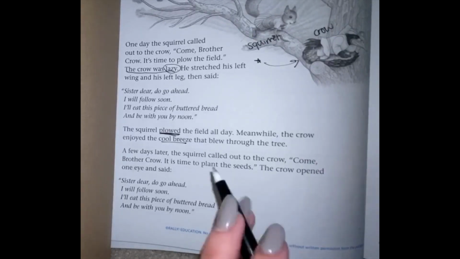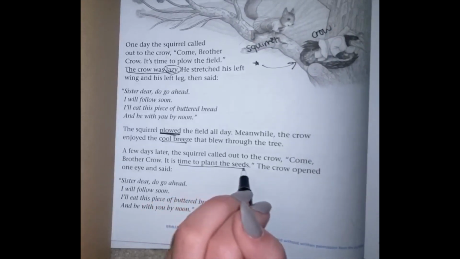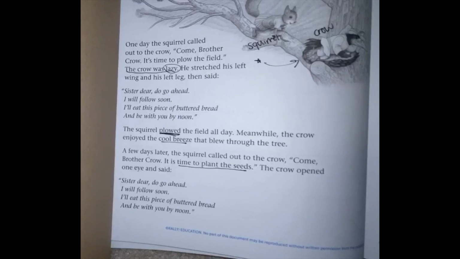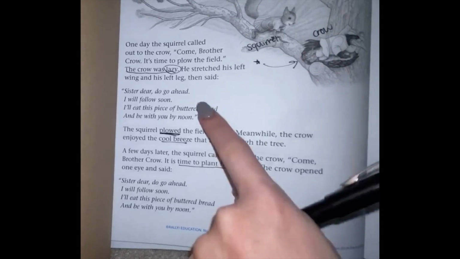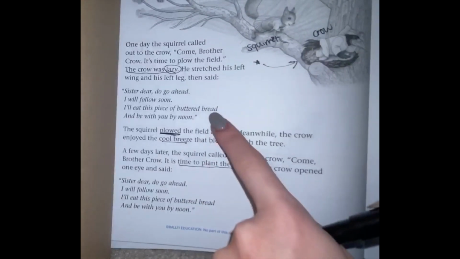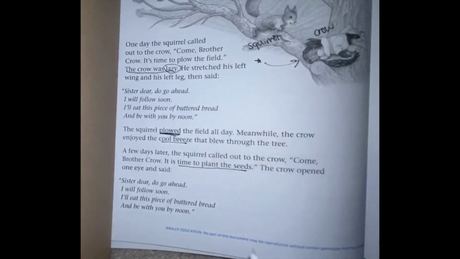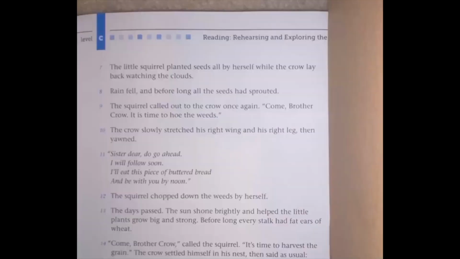All right, so now it's time to plant the seeds. But instead, the crow is saying the exact same thing that he did before. He's going to eat his bread, and he'll be with her by noon. But do we really think that he's going to be there? No, I don't think so either.